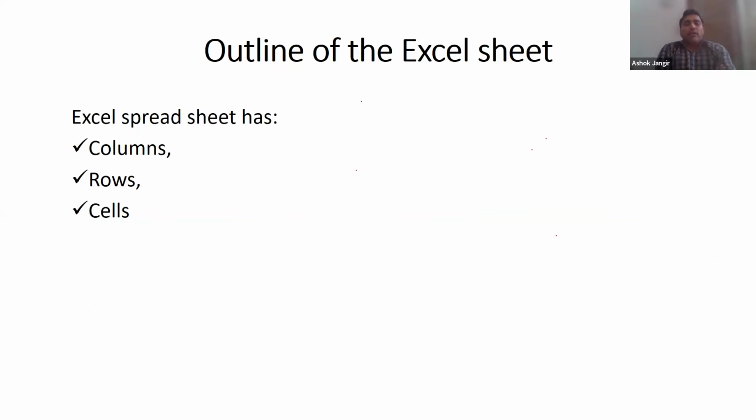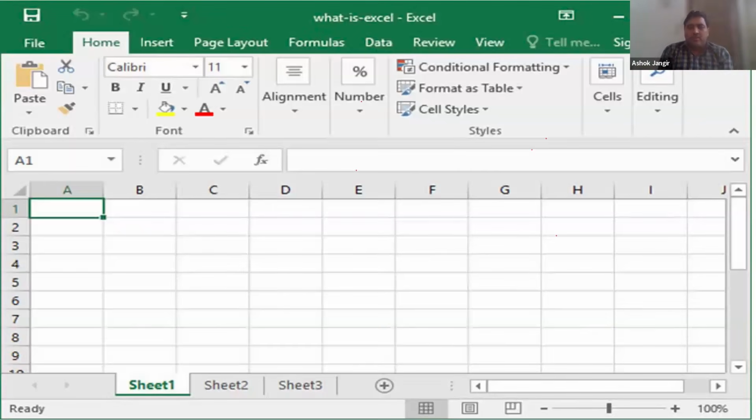So, the outline of the Excel sheet. Many researchers don't know about these things. What does an Excel spreadsheet have? Columns, rows and cells, where we have to enter data in columns, and how to enter data in rows and cells. I will explain these first. So this is MS Excel. When you open MS Excel, I think it looks like this on your system.